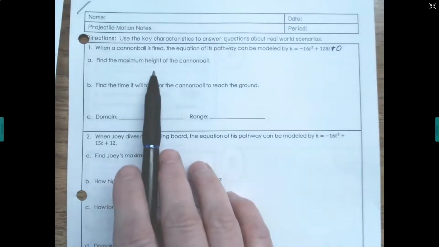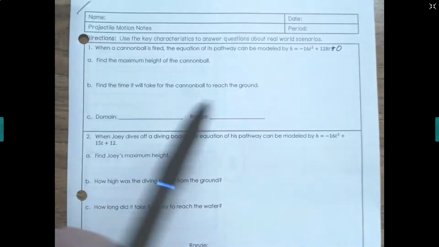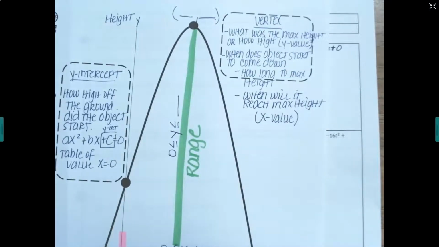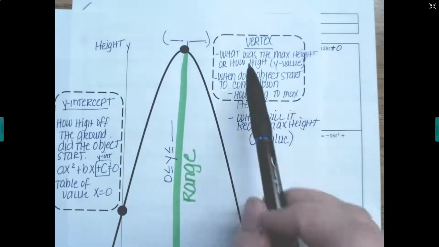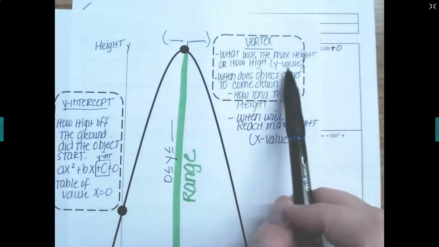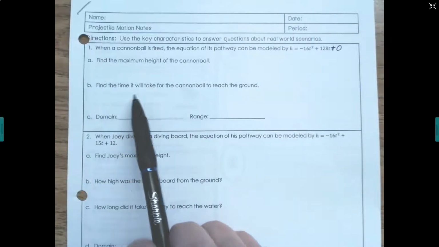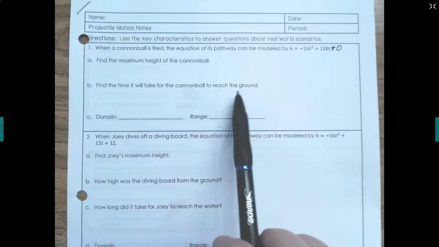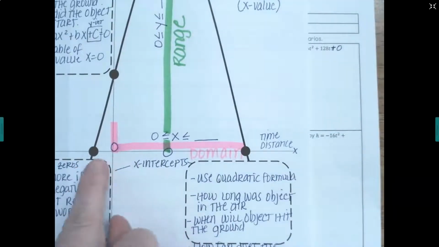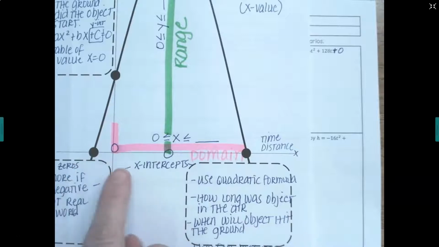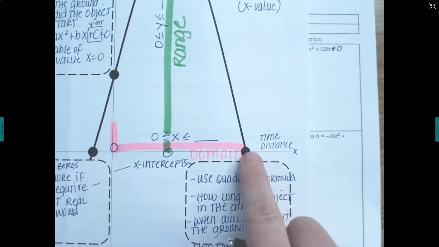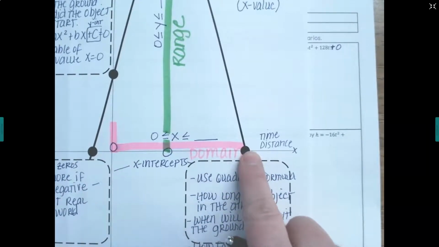Find the maximum height. So when I look at my organizer, finding the maximum height, what was the maximum height? That's the y value of the vertex. So I'm going to have to find the vertex. I have the question, find the time it will take for the cannonball to reach the ground. So reaching the ground, well, I'm either talking about this point or this point because here's my ground. So we're going to be talking about the point furthest away. That's when it's going to hit the ground.